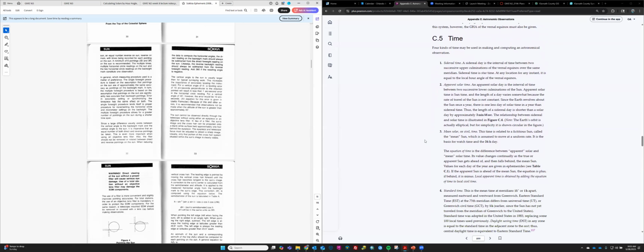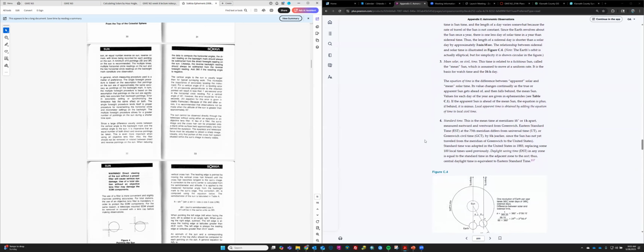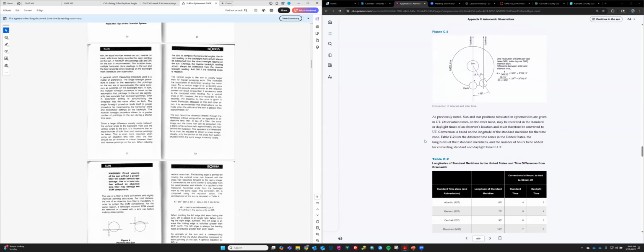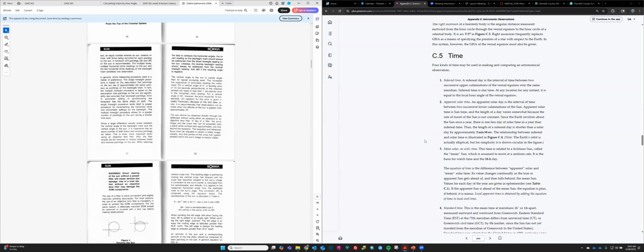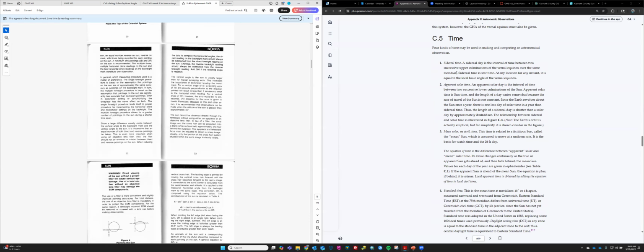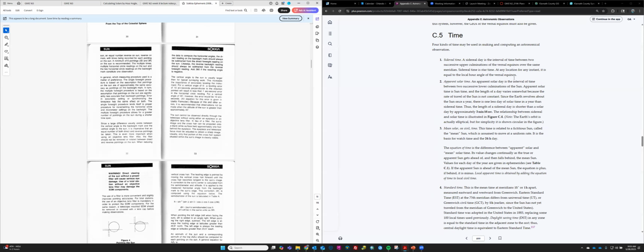So time, go for this part here. Yes, sidereal time, like sidereal day, is an interval of time between two successive upper culminations of the vernal equinox over the same meridian. Sidereal is a star time. At any location at any instance, it is equal to the local hour angle of the vernal equinox.